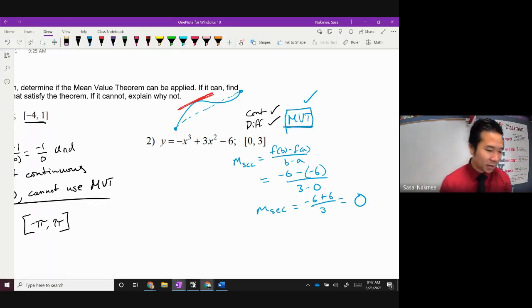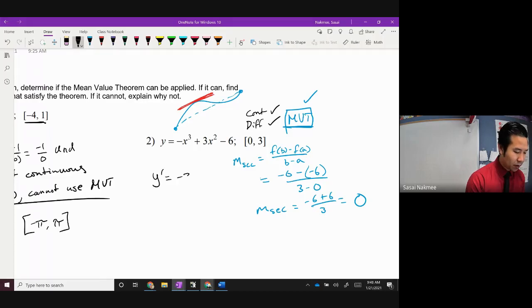So that's that guy right there. So that's the slope of the secant line. And I'm now being asked to figure out when the derivative is equal to that, which means I need to find the derivative and set it equal to that. Right? So y prime is equal to negative 3x squared plus 6x.